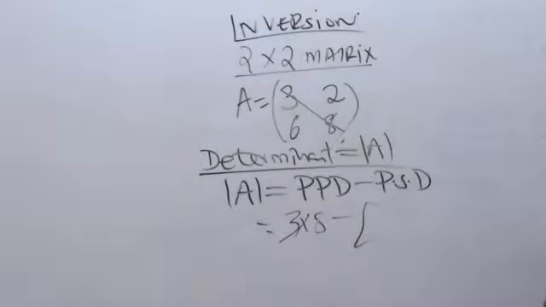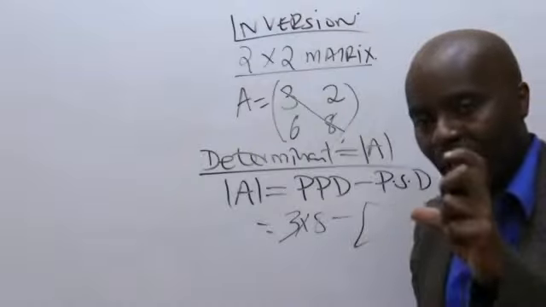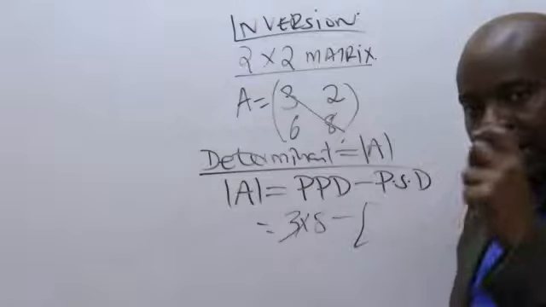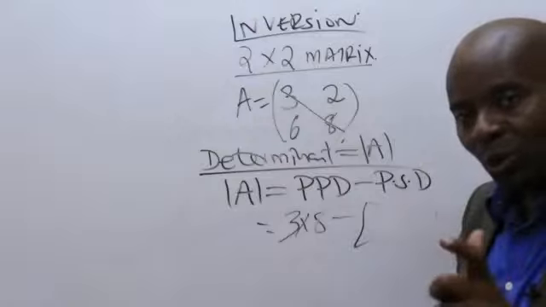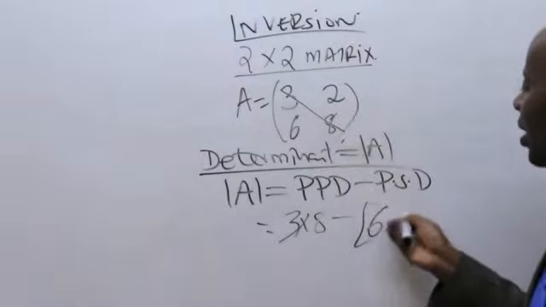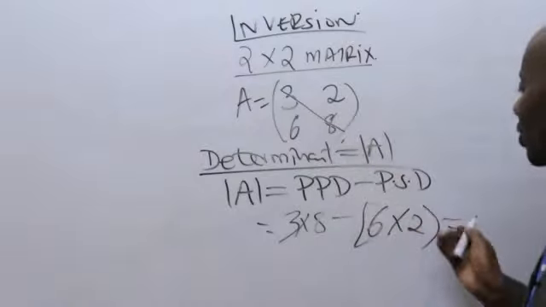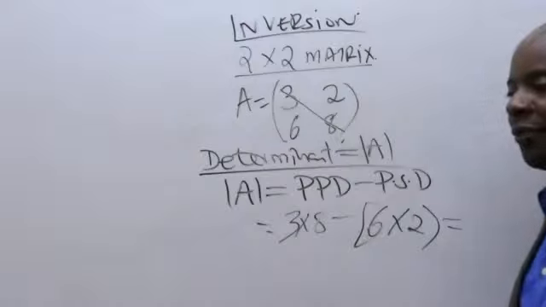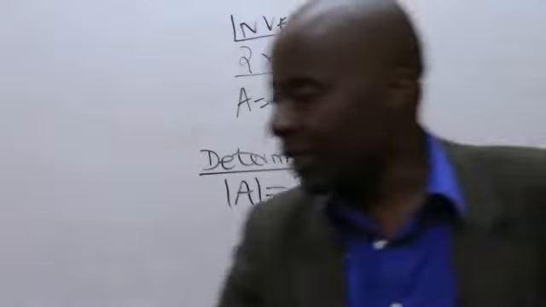You must always put the secondary diagonal into perspective. The secondary diagonal elements must always be put in brackets. So for the product of the secondary diagonal, what do we have? We have 6 times 2. Could you kindly give me this answer?